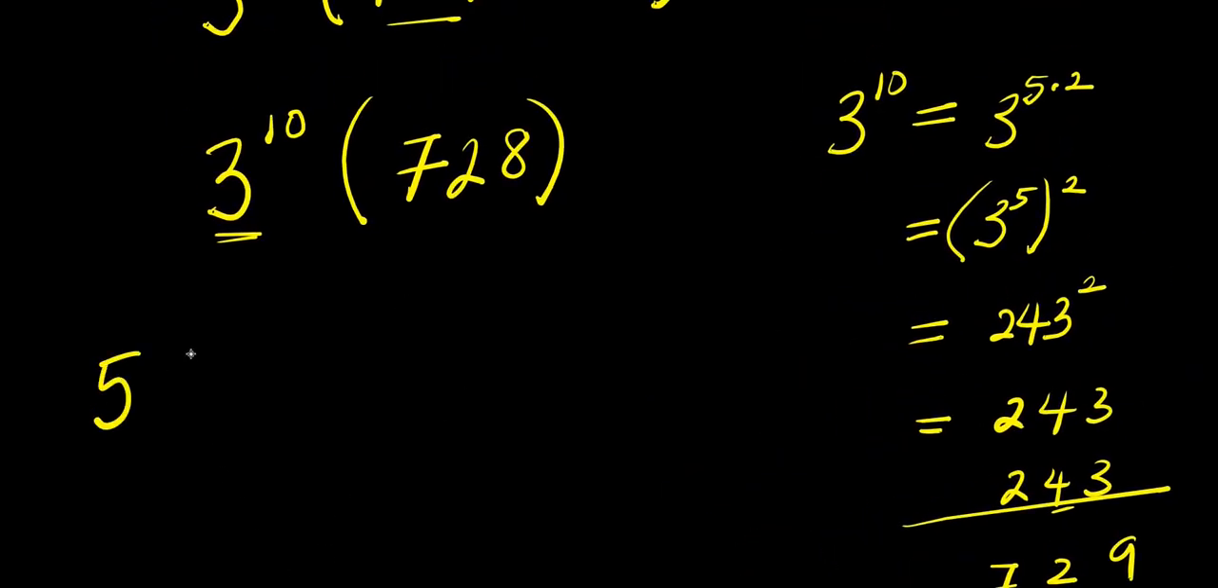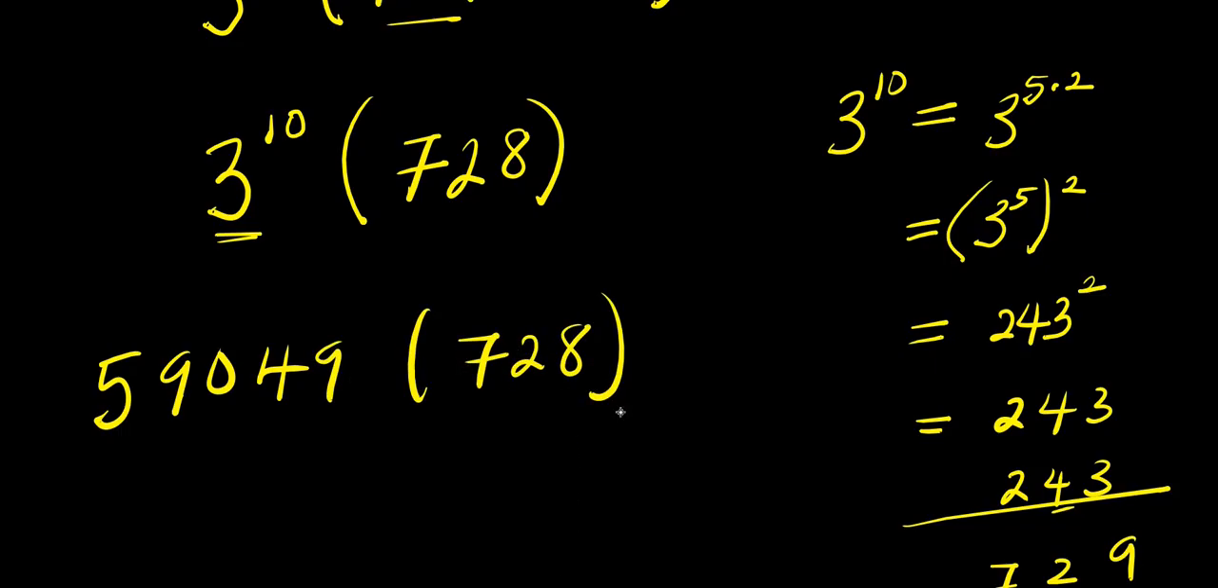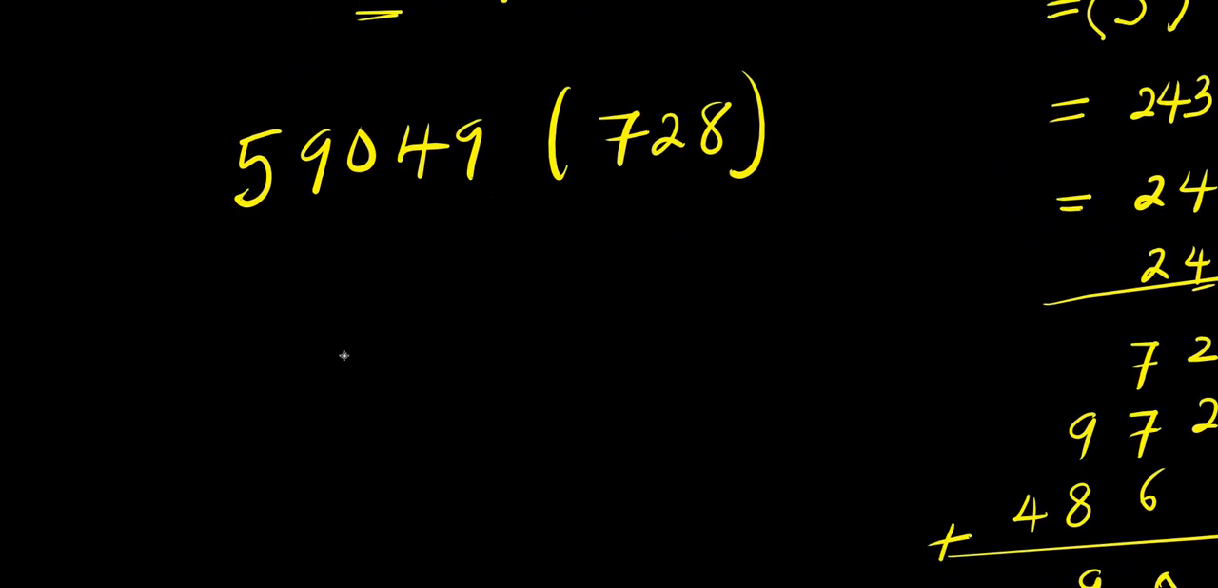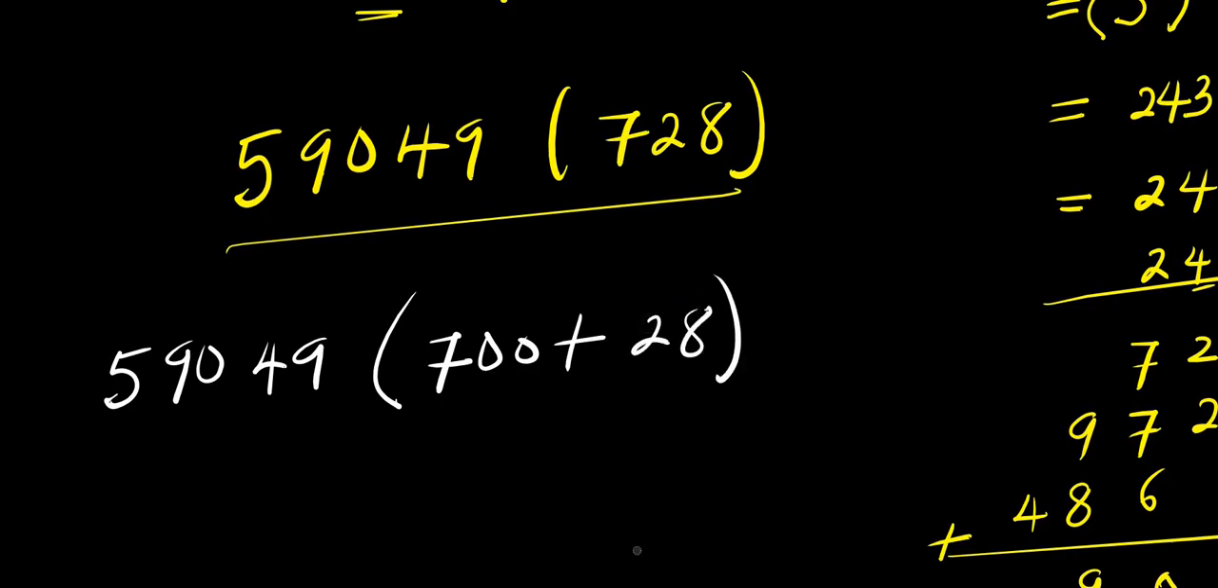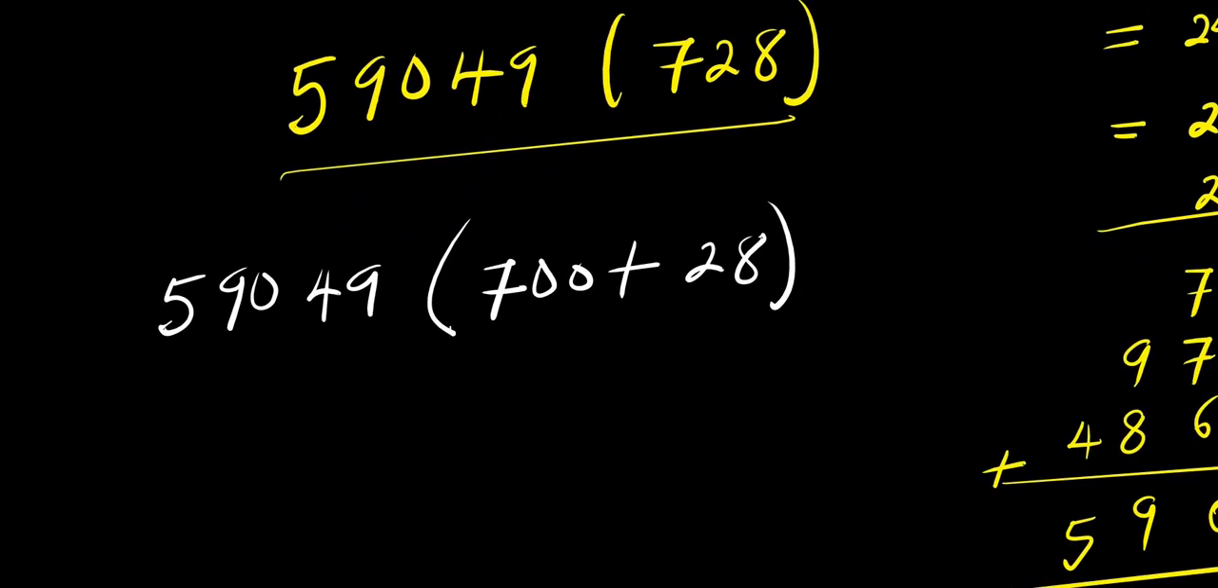So we have 59049 times 728. To multiply this out, I can decide to do it this way. I can have 59049 times, this is 700 plus 28. So what do I do? I multiply this by 700 and I also multiply this by 28. Then I add both answers.